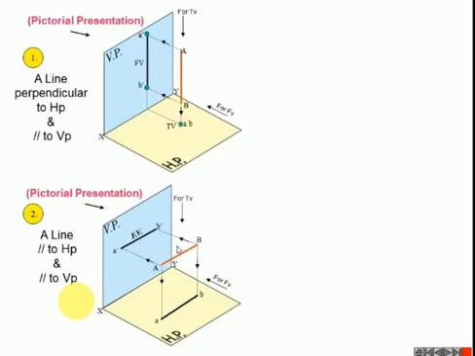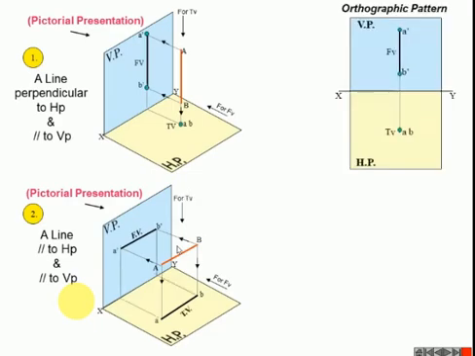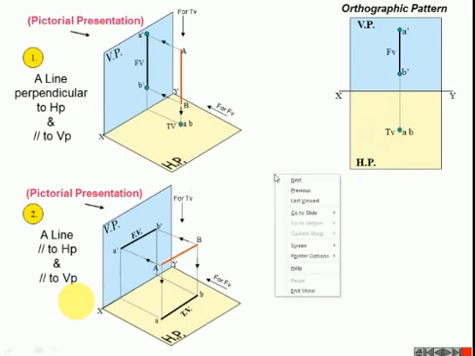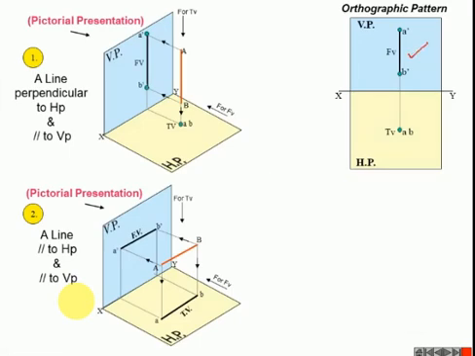So these two are the pictorial presentations. Now we will see the actual drawings, that is, the orthographic pattern. In the orthographic pattern, the horizontal plane is rotated in the clockwise direction through 90 degrees. Then the vertical plane and horizontal plane are in line. See here, the dark line represents the front view, and this point is known as the top view.